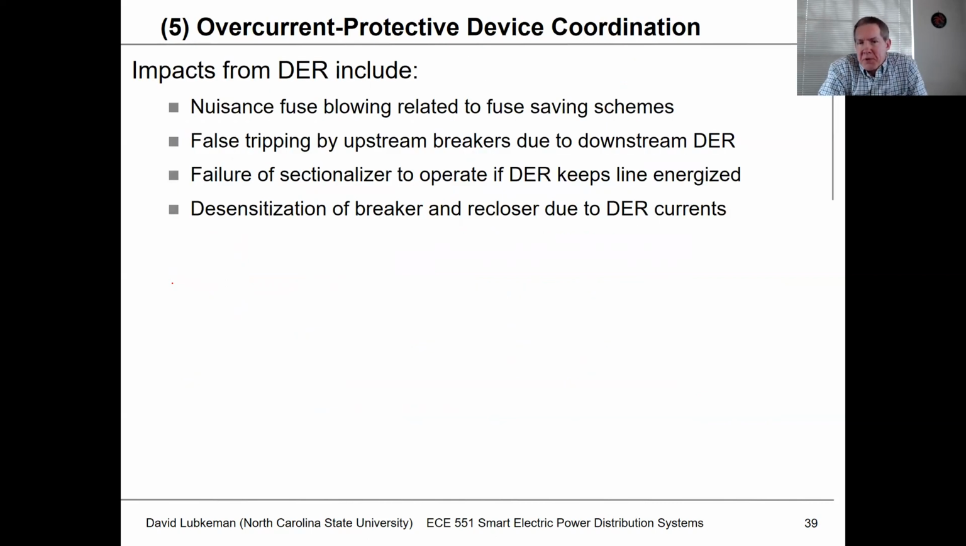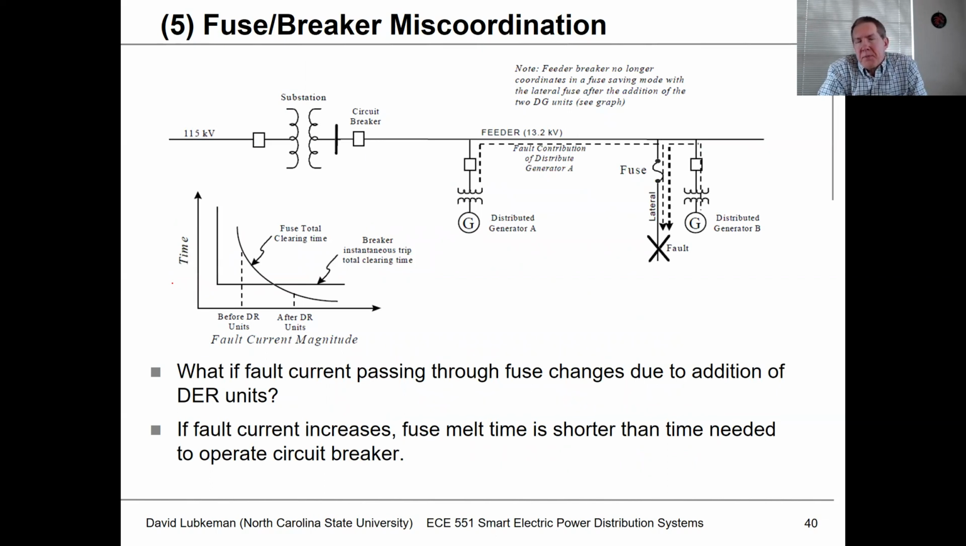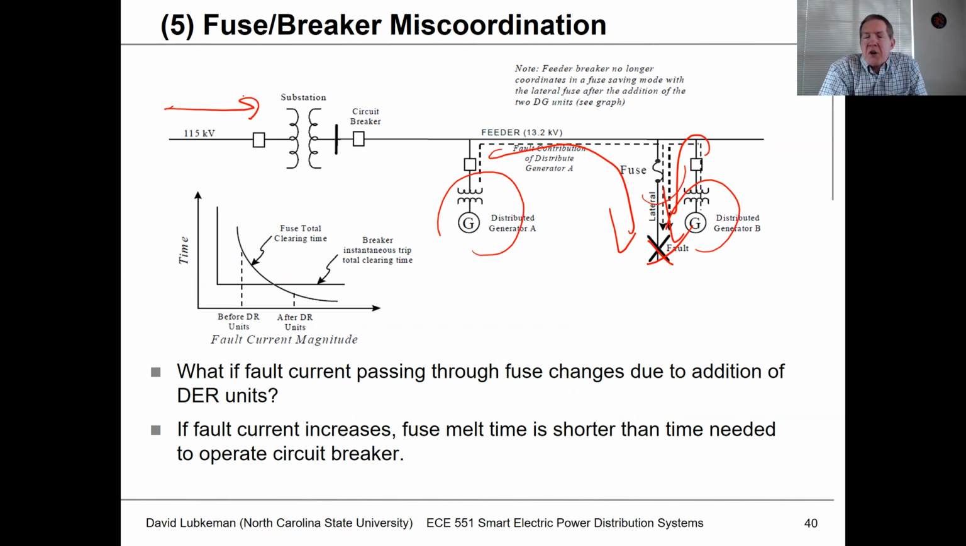DER also causes a lot of problems with the overcurrent protection that we use on distribution. Basically, we're going to have issues with fuse breaker miscoordination. The reason is, if I have distributed generation in the field and a fault occurs, this is going to cause more current to be dumped into that fault. The fuse would have taken a certain amount of time to blow under normal conditions where all the current came from the transmission. Now, if we have additional current injected locally, it's going to cause that fuse to blow faster. And so we would lose our ability to have coordination between the breaker and the fuse, if we want to do something like fuse saving, or if we wanted to coordinate properly. This could be an issue.